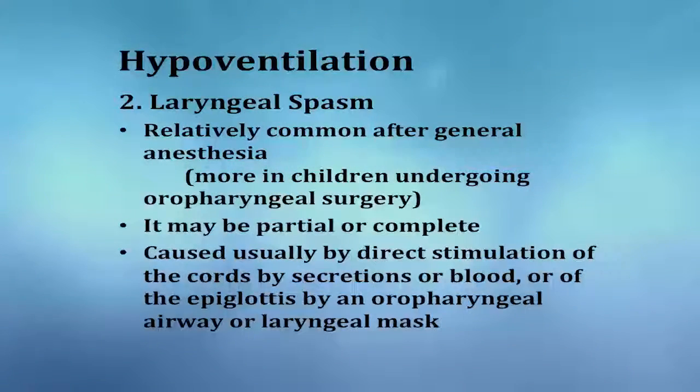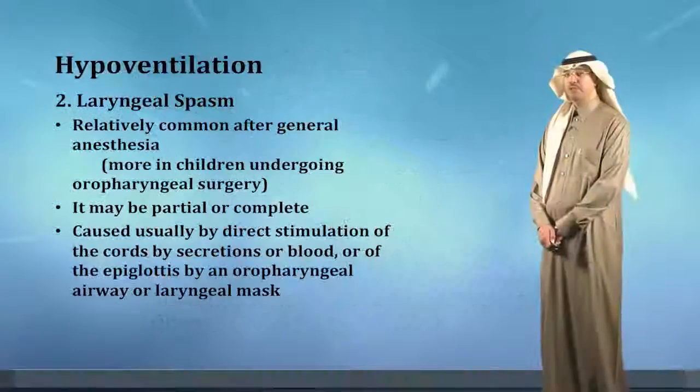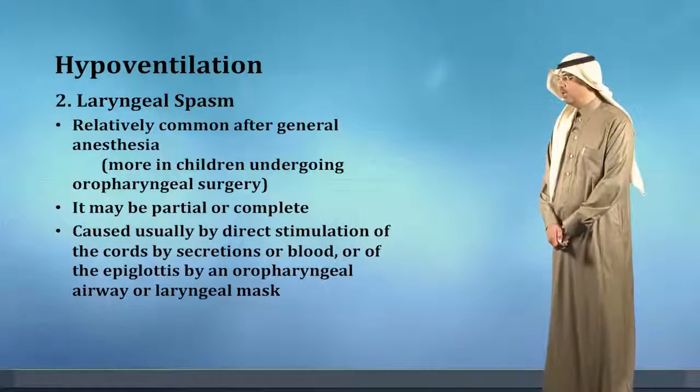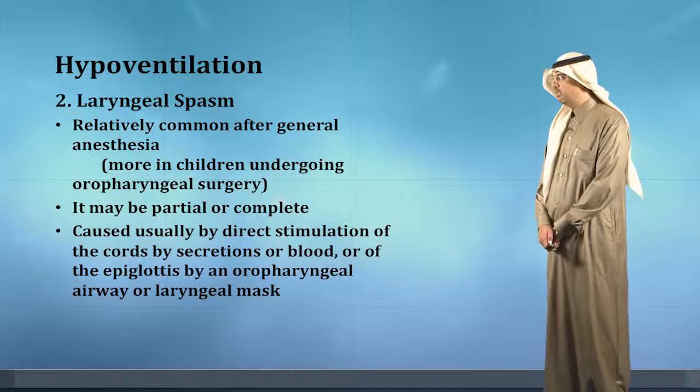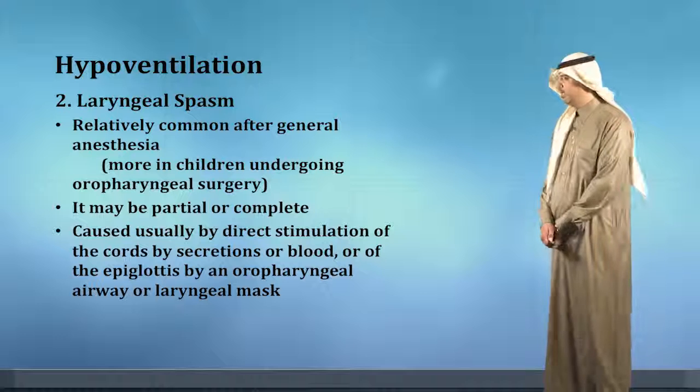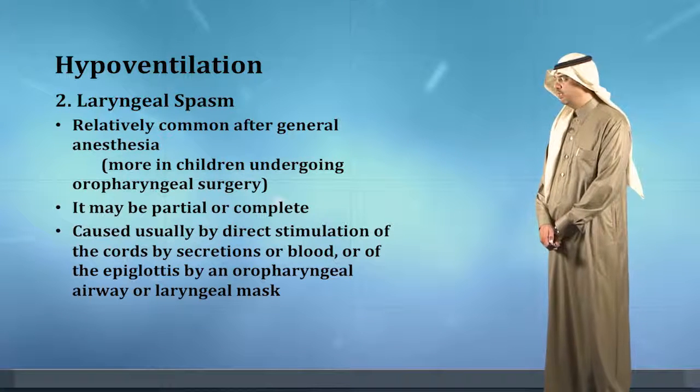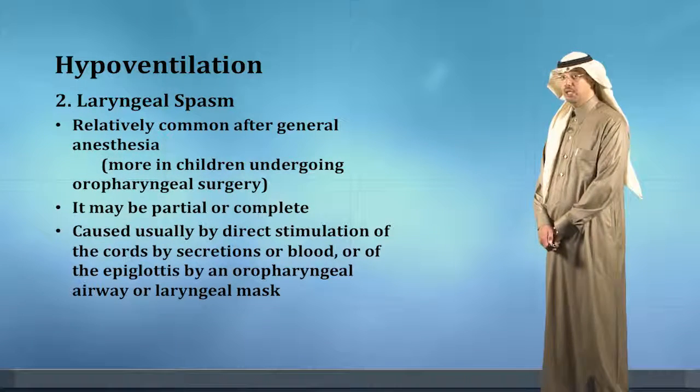The second cause for a possible hypoventilation is laryngeal spasm, and this is relatively common after general anesthesia, especially in children undergoing oropharyngeal surgery. It might be partial or complete, and it might be caused by direct stimulation of the cord by secretions or blood, or of the epiglottis by an oropharyngeal airway or laryngeal mask.